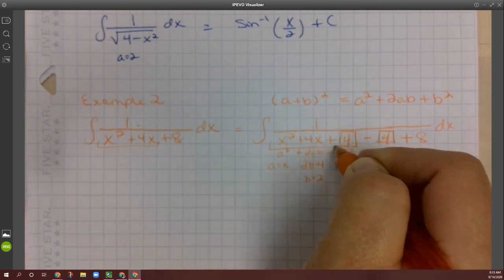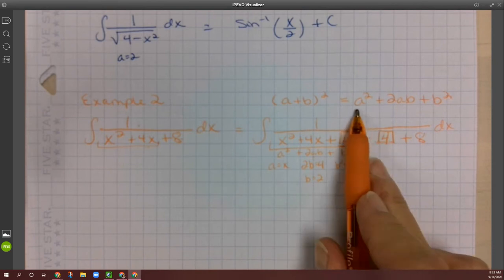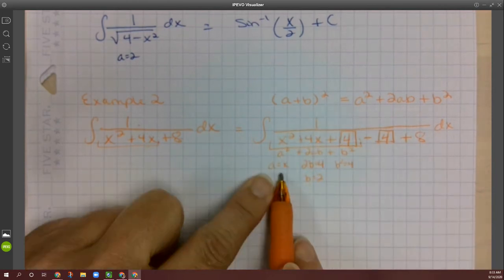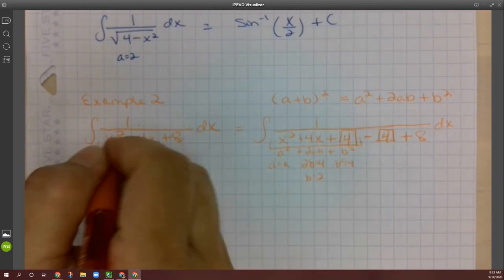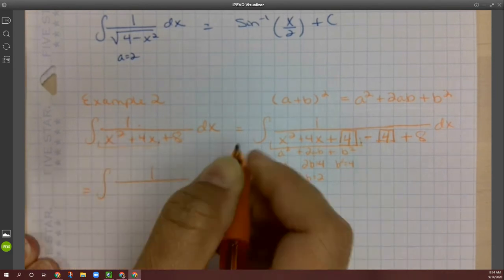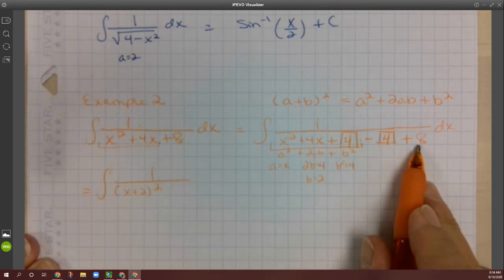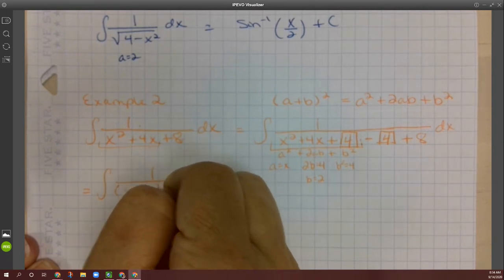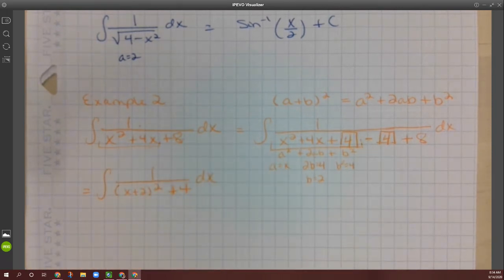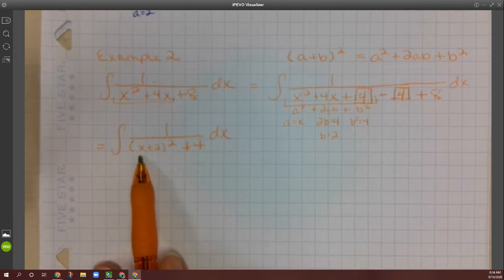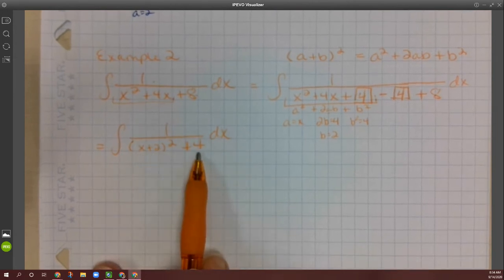Now this part of my expression, x squared plus 4x plus 4, is in the form of a squared plus 2ab plus b squared. My a is x, and my b is 2. So now I can rewrite my integral: this part becomes x plus 2 squared. And then the constants I have left out here, minus 4 and plus 8, become plus 4. So now we've rewritten the integral, and it is in a form that we can integrate using the rule that I gave you previously. I don't just have x squared though, but I do have an a squared here. My a is going to be 2.